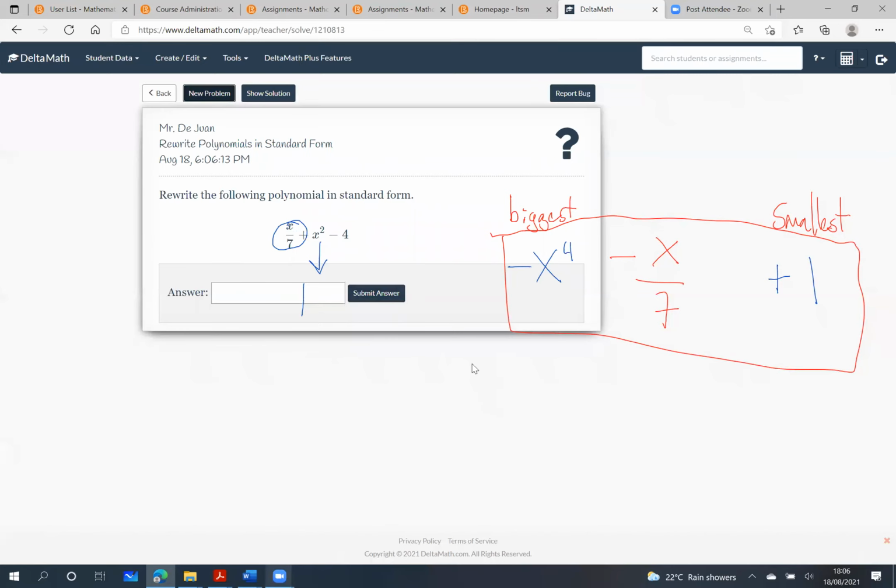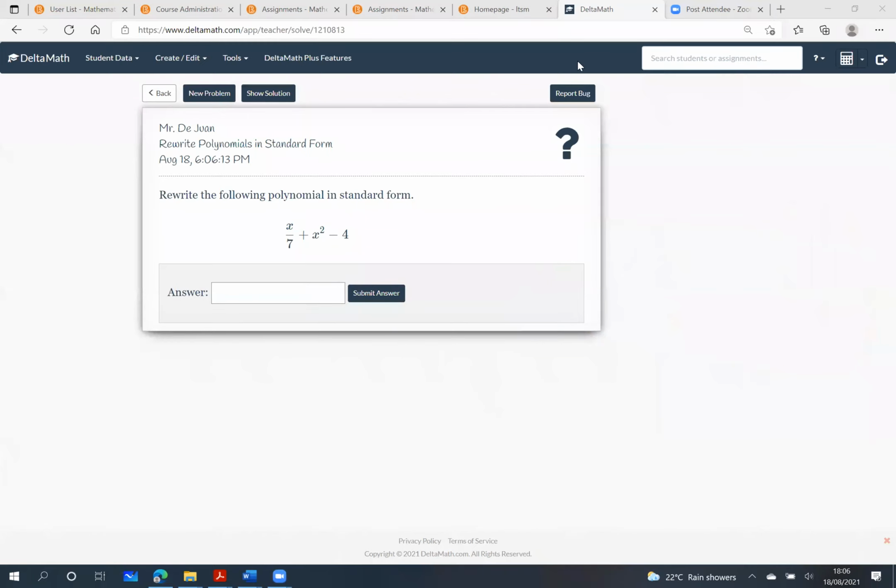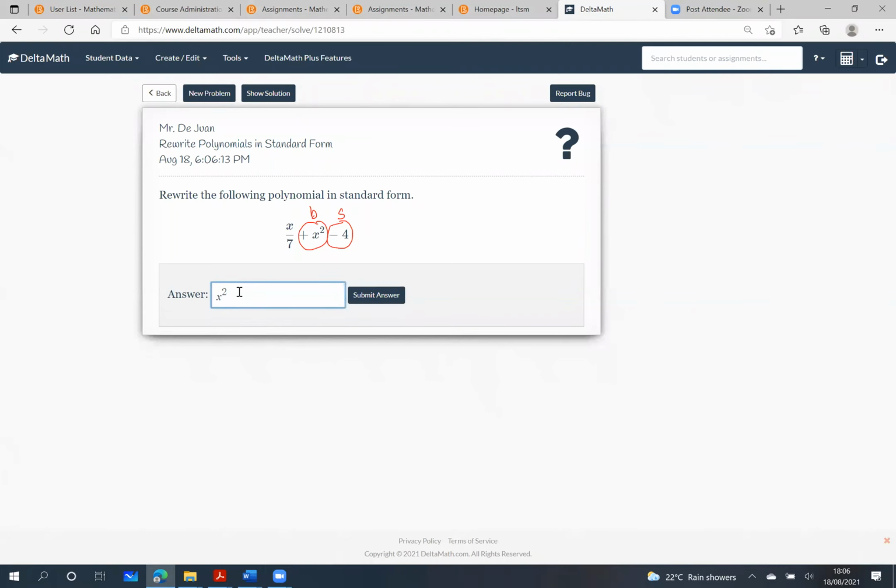Let's take a look at one more question. So let me just clear what we have. One second here. There we go. Remember, we have to write from the biggest, so this is the biggest, to the smallest. This is the smallest. Big, small. A number on its own is the smallest possible variable.